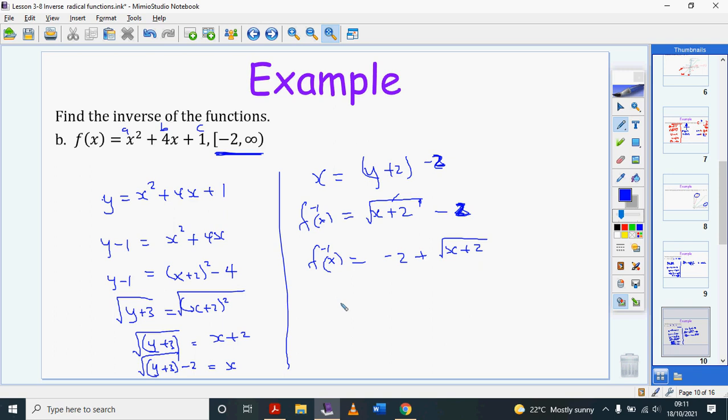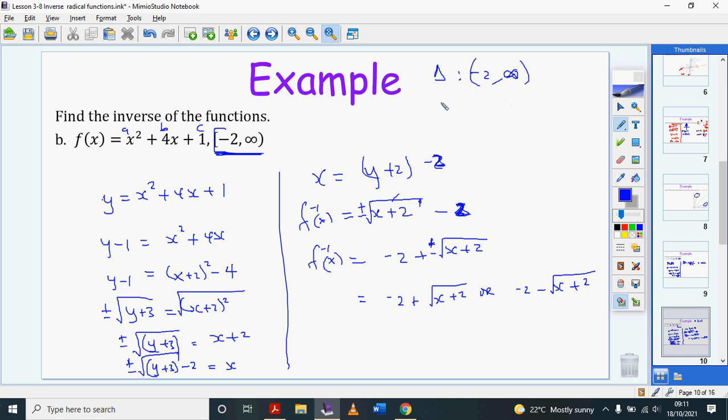And I know you guys were wondering, when you take a square root, aren't you supposed to get plus or minus? Yes, you are right. I forgot that. But now, how do you decide if the inverse is negative 2 plus the square root of x plus 3, or if it is negative 2 minus the square root of x plus 3? How do you decide? Well, let's look at this. We knew that this was the domain of the original function. The original function had a domain of negative 2 to infinity, so we know that that has to be the range of the inverse function.